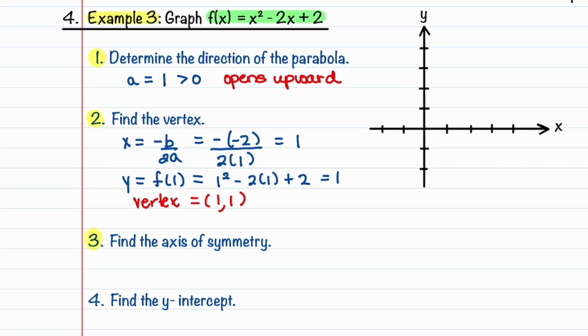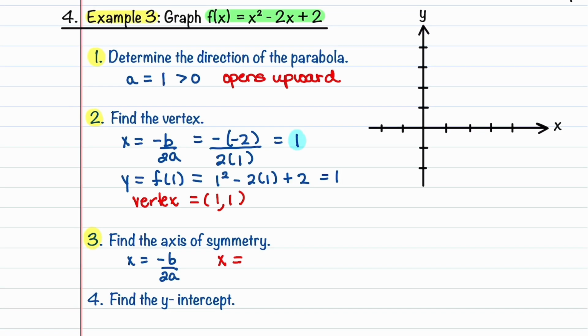Let's now find our axis of symmetry. We never have to do much with that. Let's just write down our formula again. When you write down the formulas as you're working problems, it really helps you memorize them. Our axis of symmetry is then minus b over 2a, which we've already calculated right up here, and it's equal to 1.